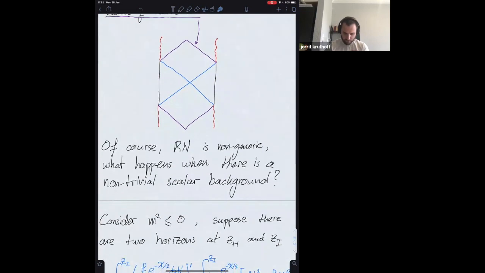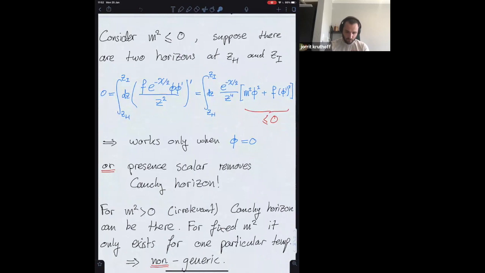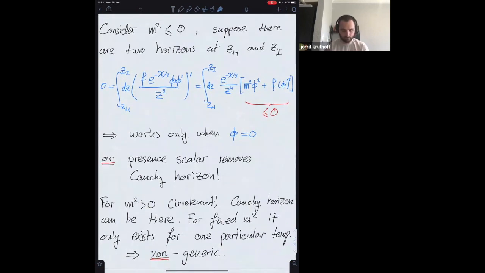All right, so let me first give you an argument why the Cauchy horizon gets removed. In this case, what I want to consider is the mass squared negative, and in that case, we can prove rather easily that the inner horizon cannot be there, and I'll prove that by means of a contradiction. So consider there's two horizons, an outer horizon and an inner horizon.